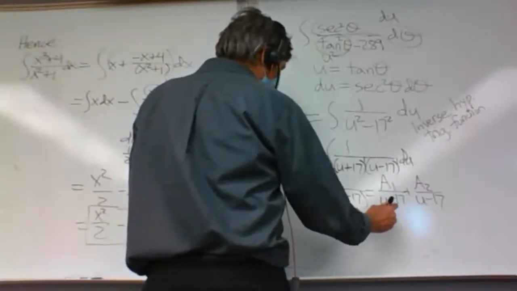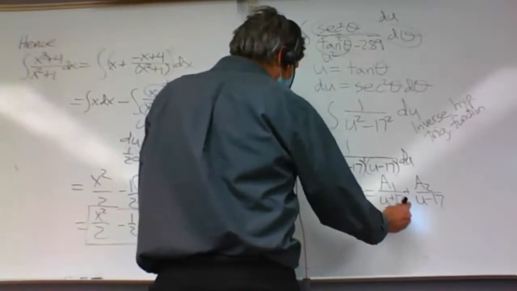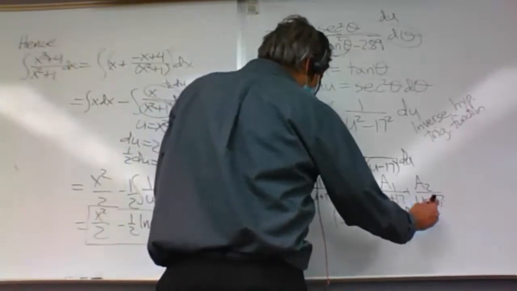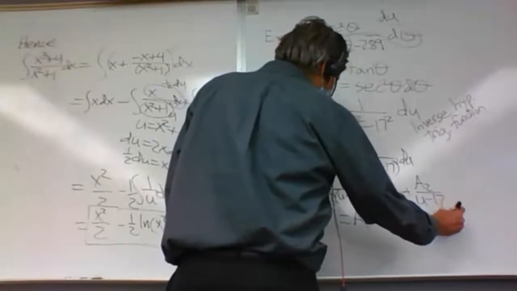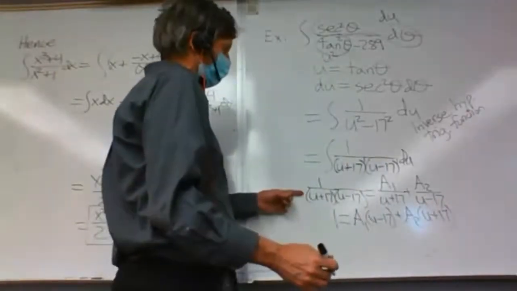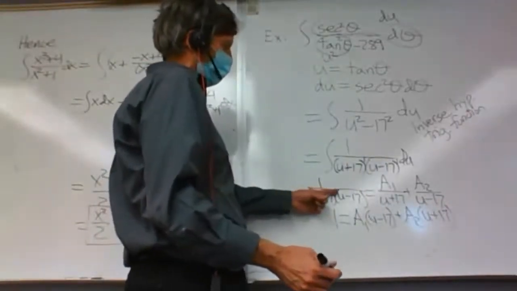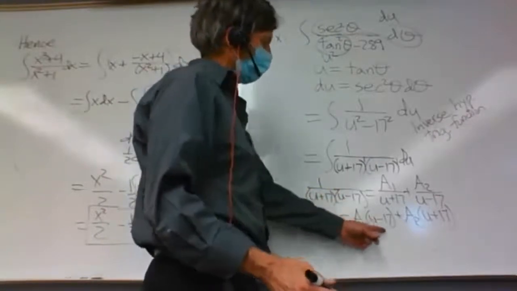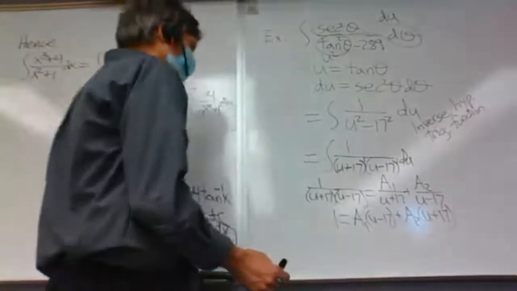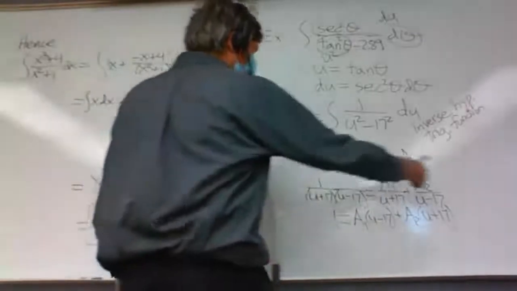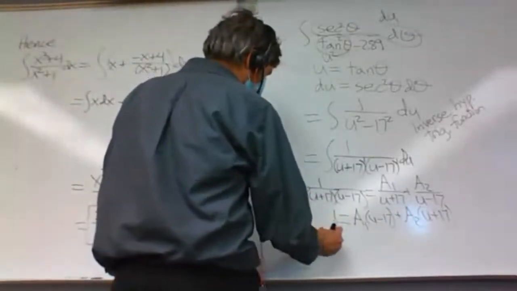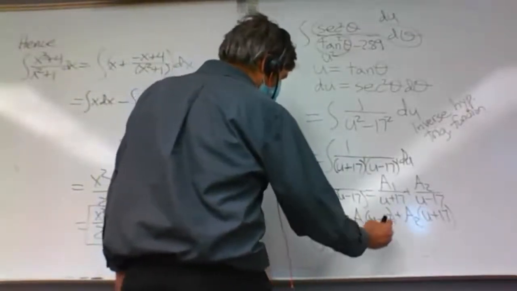I multiply through by u plus 17 times u minus 17. I get 1 on the left equals A1 times u minus 17, the u plus 17s cancel, plus A2 times u plus 17, the u minus 17 is canceling. So you start to do these faster. You just say multiply through by u plus 17, u minus 17. Everything cancels but this. Everything cancels but this.